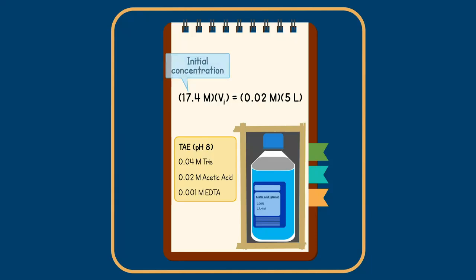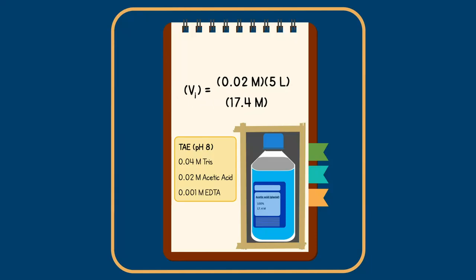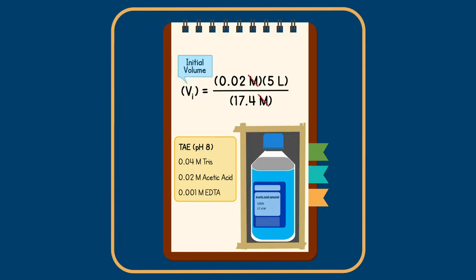Now we can solve for the initial volume to find out how much glacial acetic acid we should add to our solution to reach our desired concentration. Remember to keep track of your units so that you know what unit the final answer is in. Whenever we divide a unit by itself, we can cancel them out. It turns out we'll need 5.7 milliliters of glacial acetic acid for 5 liters of TAE, which we can include in our recipe.